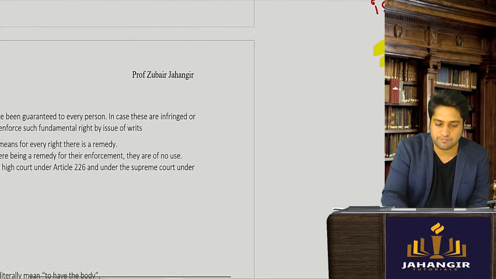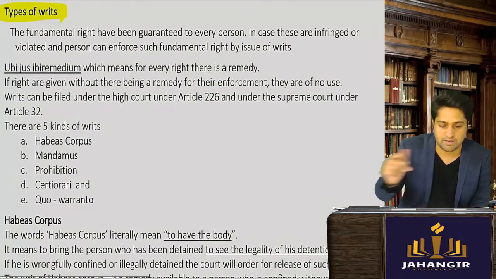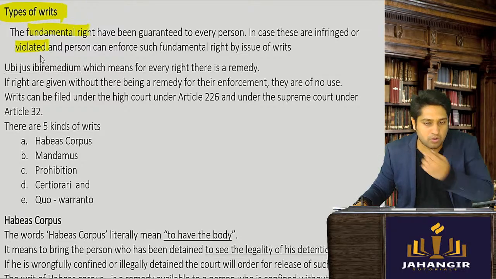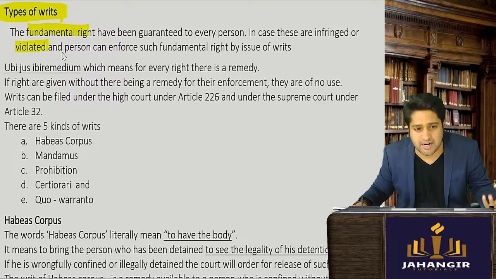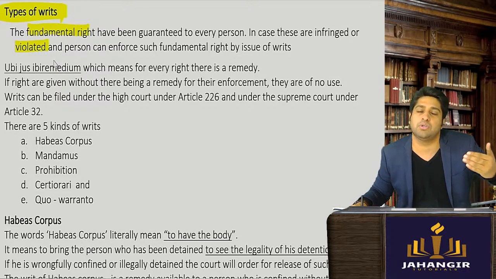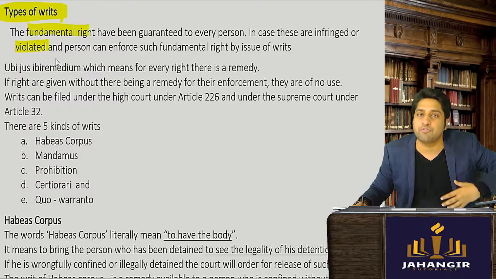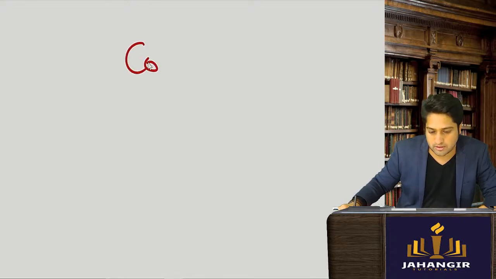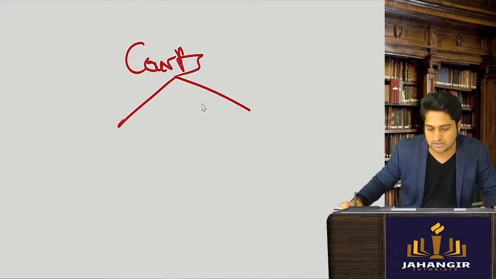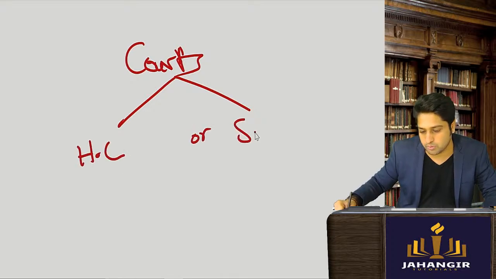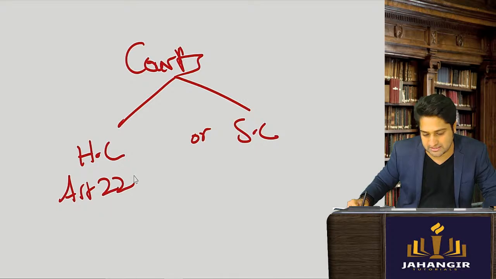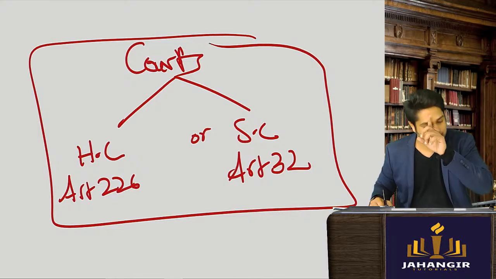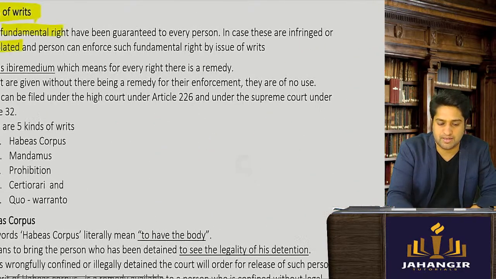Clear till here? So whenever the fundamental rights have been infringed or violated, the aggrieved party has to go to the court and enforce and get a remedy from the court. He can go to two courts, that is the High Court or the Supreme Court. In the High Court you will go under Article 226 and in the Supreme Court you will go under Article 32. Concept clear? To enforce your fundamental rights.